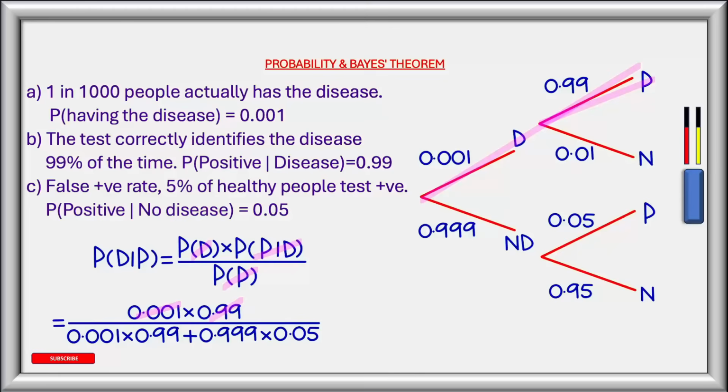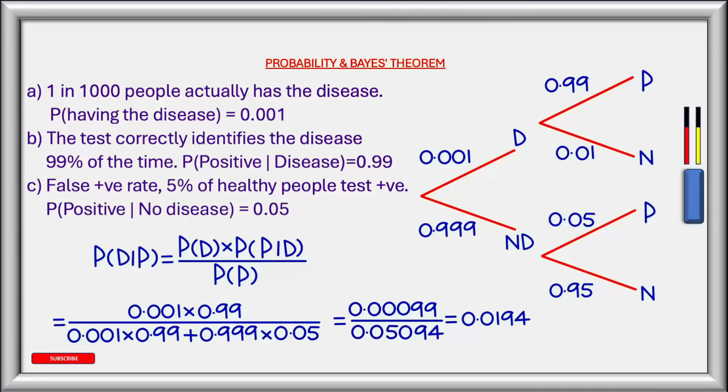Now the probability of testing positive can come from two paths on the tree diagram. So this path, or this path. So it's an or, so we need to add those two probabilities together. And the first probability is 0.001 multiplied by 0.99. So this number here multiplied by this number here. And the second probability is 0.999 multiplied by 0.05. So this number here multiplied by this number here.